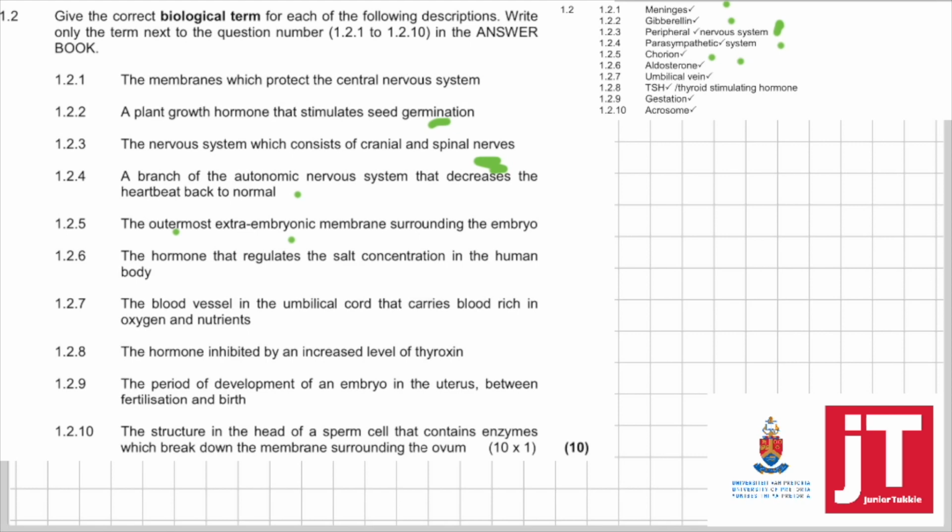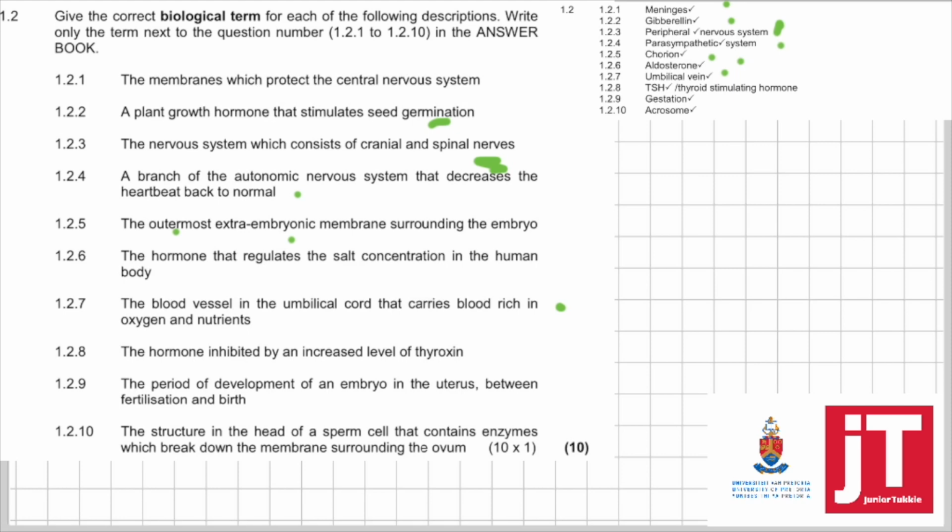1.2.7. The blood vessel in the umbilical cord that carries blood rich in oxygen and nutrients. This, grade 12s, make a note of. It's always going to come up in your exam because learners get this wrong. The umbilical cord blood vessel that carries oxygenated blood is the vein. The vein, not the artery. Make a note of that.